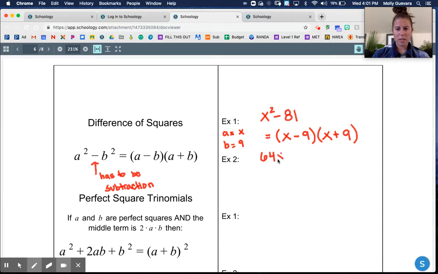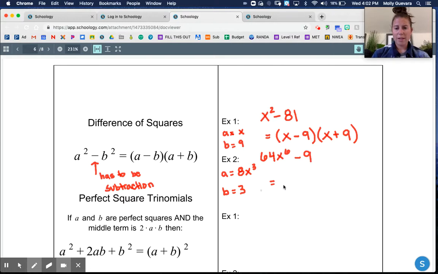64x to the 6th minus 9. Okay, so a is going to be the square root of the first term. The square root of 64 is 8. The square root of x to the 6th, you just divide that exponent in half, so it's x to the 3rd. And then my b is the square root of the second term, which is 3.